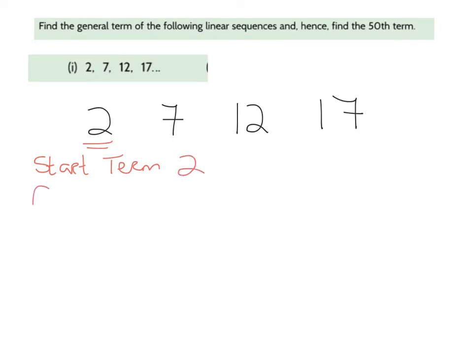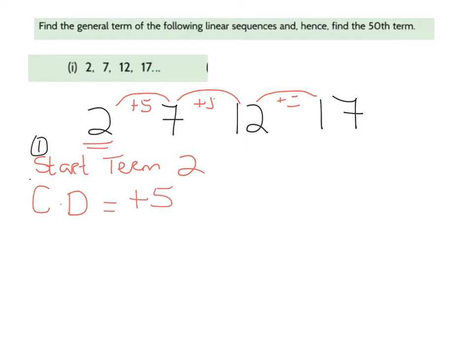I'm also going to need my common difference. My common difference in this case is plus 5. 7 to 12 is again plus 5, and 12 to 17 is plus 5. So I can conclude that yes, this is a linear sequence. It's got the same common difference, and my common difference is plus 5. So step 1 in finding the rule for any linear sequence: you must find number 1, the start term, and number 2, the common difference. That is step 1 always.